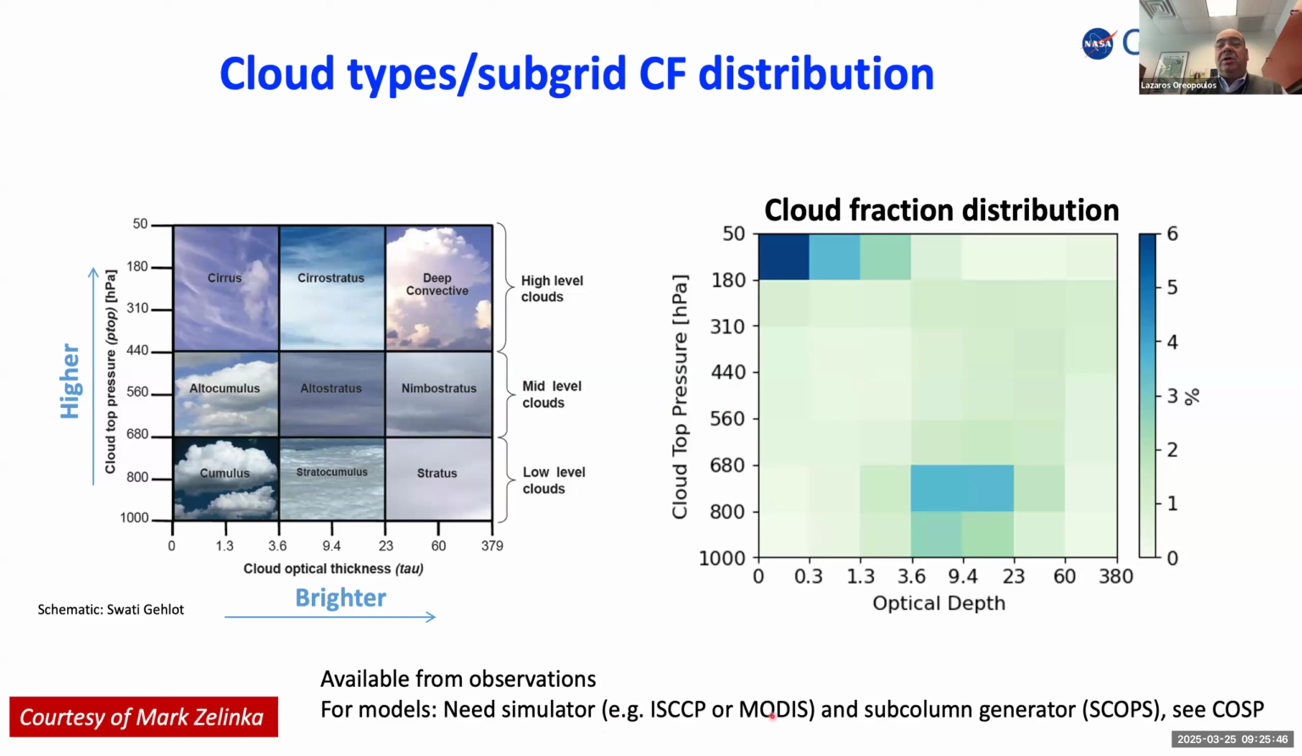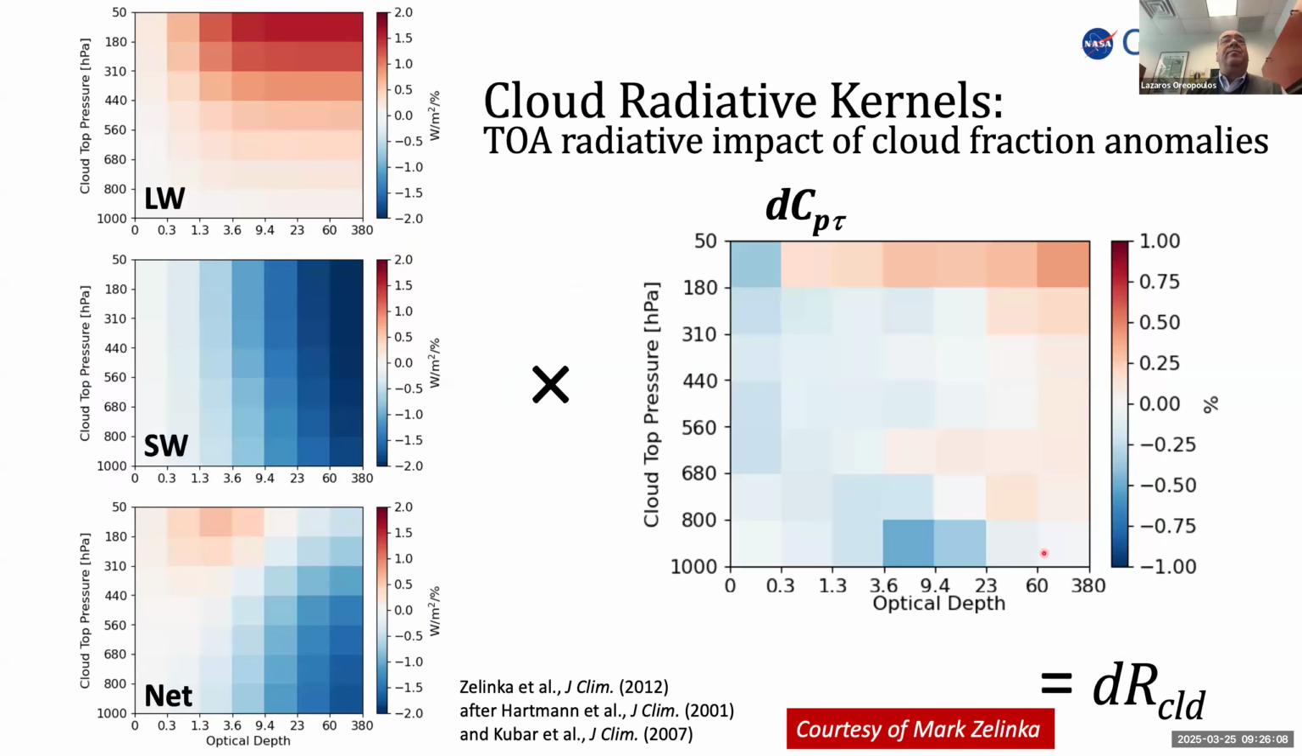In a model, you get these joint histograms from the MODIS and ISCCP simulator, but you need to create the subgrid variability, and you do that via a subcolumn generator in COSP, the SCOPS subcolumn generator. Once you have that, what do you do? You just convolve them with cloud radiative kernels, expressing basically the sensitivity of the overcast cloud radiative effect to a unit perturbation of cloud fraction.